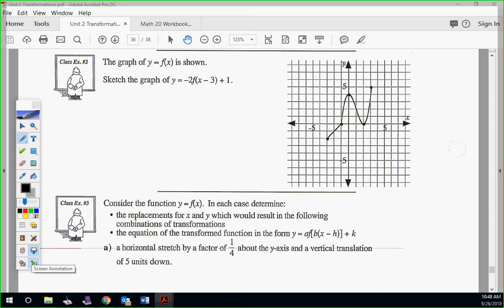All right, so the graph of f of x is shown. Sketch the graph of -2 f of x minus 3 plus 1. Okay, so go ahead and try that. So go ahead and do that. So actually, I'll help you. Let's label first what's happening. We have a reflect across the x-axis.